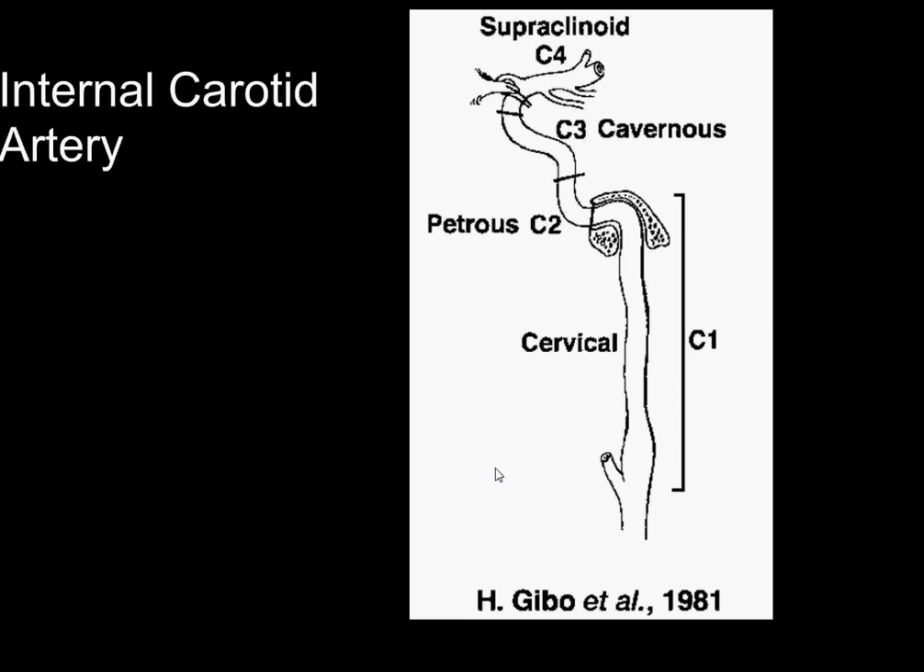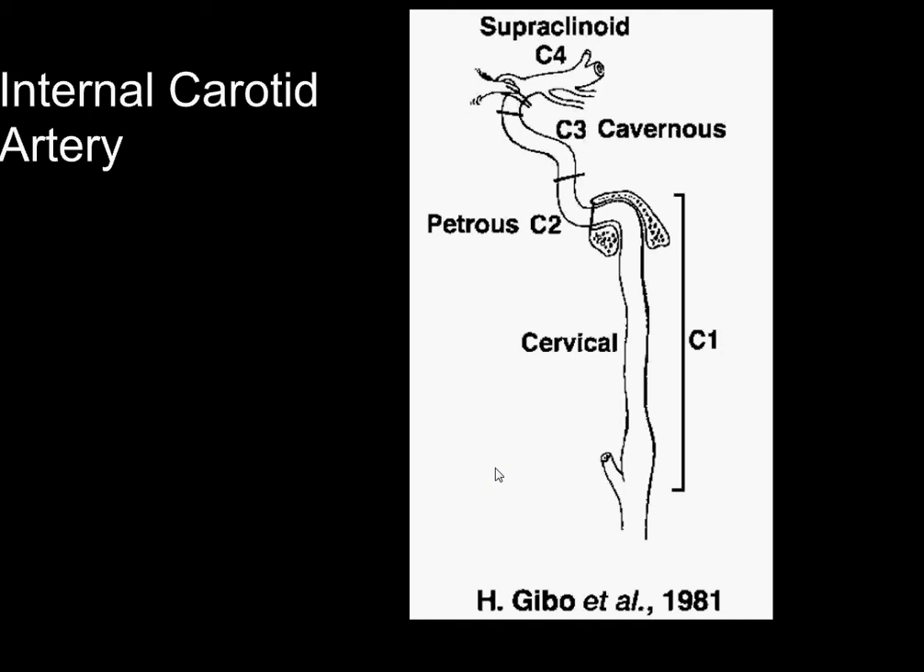carotid canal and travels through the temporal bone, specifically the petrous portion, and becomes C2, the petrous portion of the internal carotid artery, then exits the foramen lacerum and travels up and forward through the cavernous sinus near the cranial nerves 3, 4, 5, and 6. It then essentially turns straight up, goes medial to the anterior clinoid and lateral to the optic nerve.